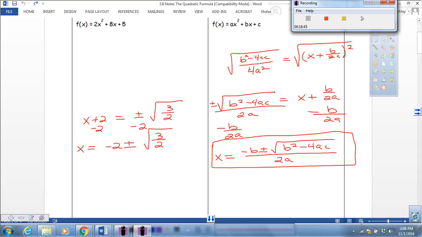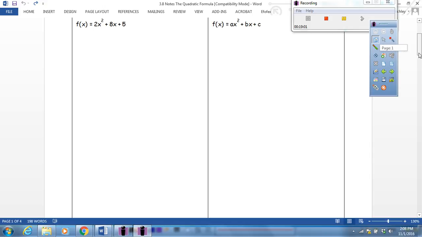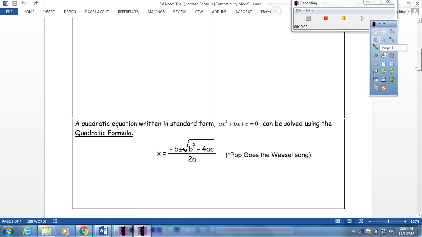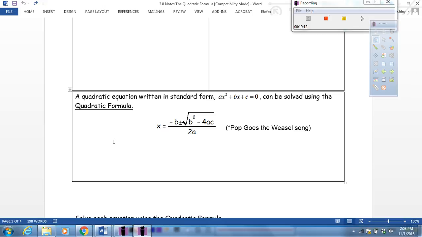So now, we're going to use the quadratic formula. To memorize the quadratic formula, because this is what we are going to actually be doing for our homework. Shh, quiet, please. So, here's the quadratic formula.